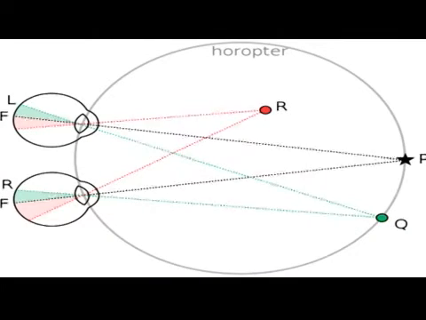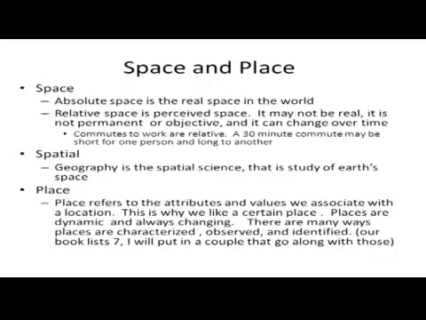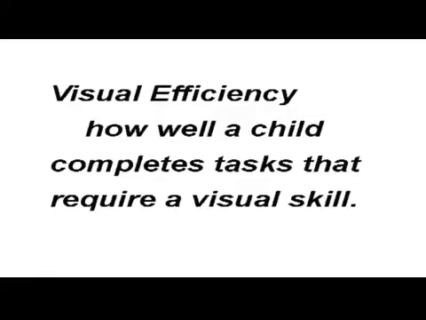Binocular vision. Binocular vision is a person's ability to perceive three-dimensional depth by fusing the images of the eye. Depth perception. Depth perception is the ability to distinguish an object's solidity and its position in space relative to other objects not in the same plane. Visual efficiency. Visual efficiency refers to how well a child completes tasks that require a visual skill.